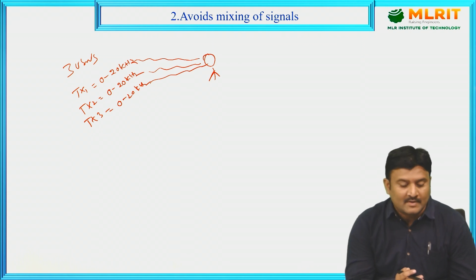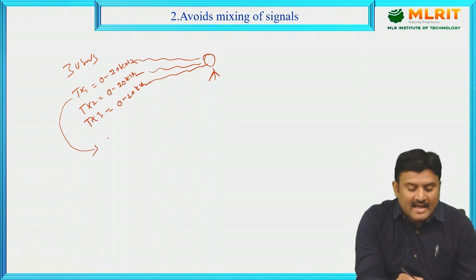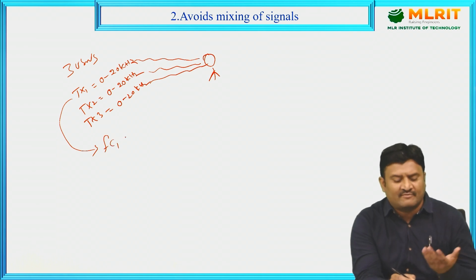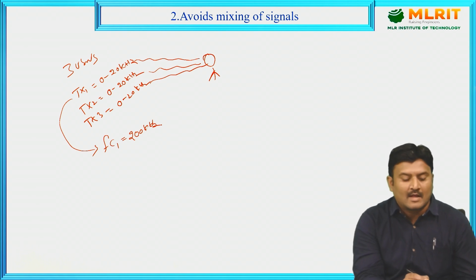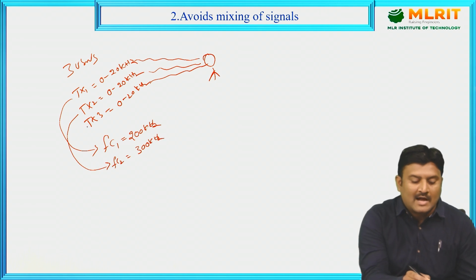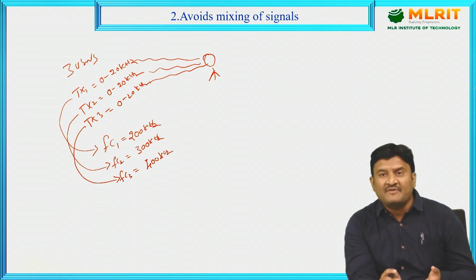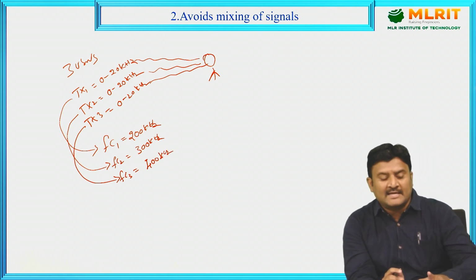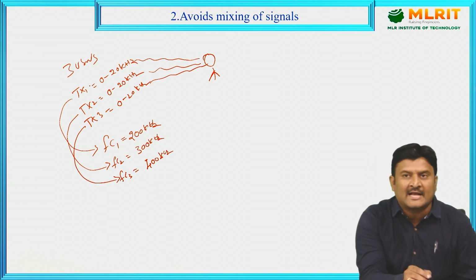How? For the band of transmitter 1, I am taking a carrier frequency C1, for example 200 kilohertz. And I am taking one more carrier frequency C2, for example 300 kilohertz. For transmitter 3, the frequency C3 is equal to 400 kilohertz. As per the definition, the carrier signal is varied with the message signal, so 200 kilohertz with transmitter 1.